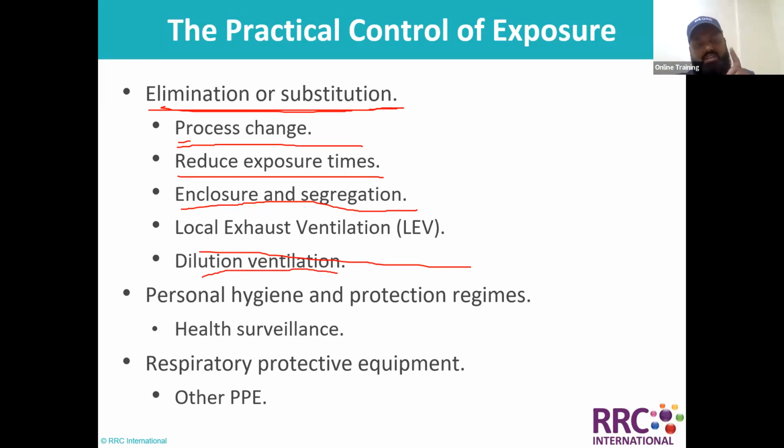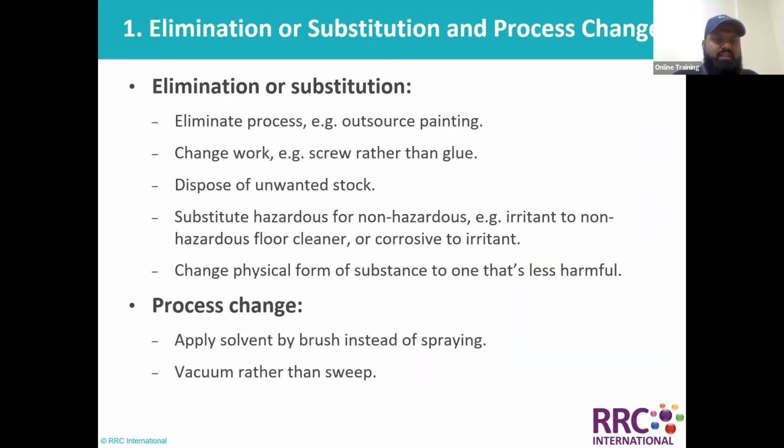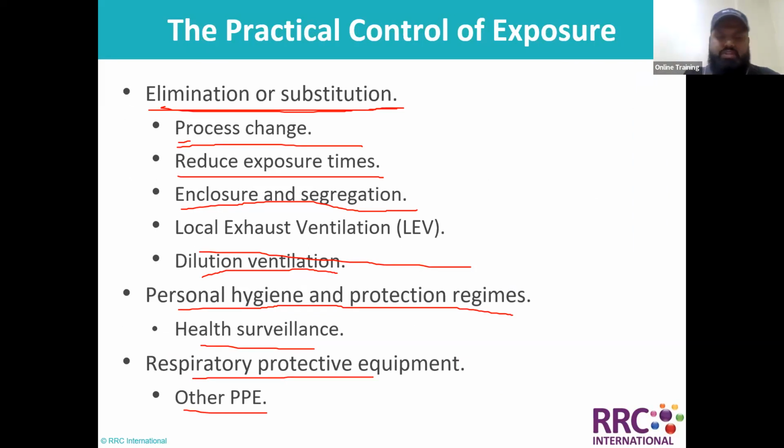What is that? We will see in an example. For dilution ventilation, don't get confused. It would be just like this. That natural ventilation would be there. The next is personal hygiene and protection regimes. These are basically administrative control. What about your personal hygiene? What about your protective clothing changes over there? Then health surveillance must be conducted by the company. Then respiratory protective equipment or any other kind of personal protective equipment. So PPE comes at the last, starting from elimination, substitution, engineering control, administrative control, and then PPE.